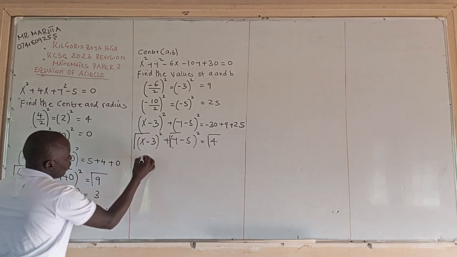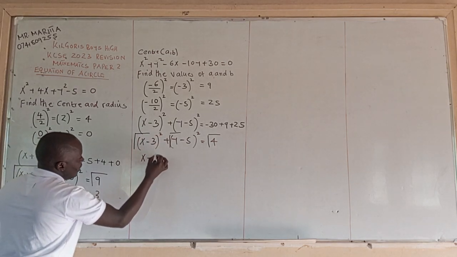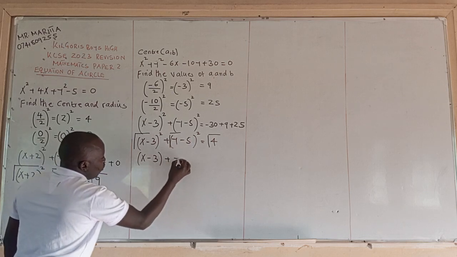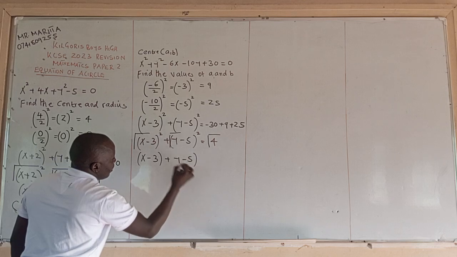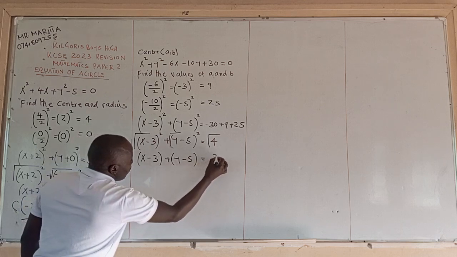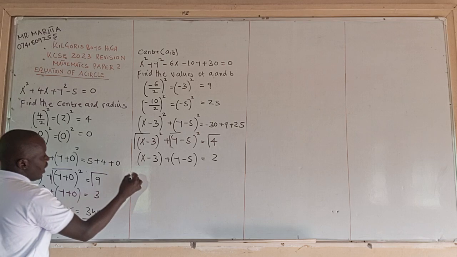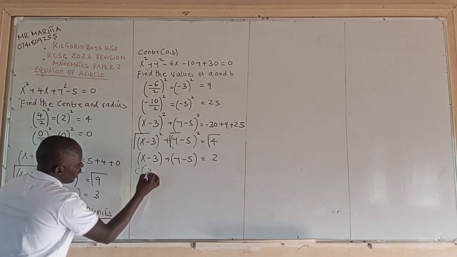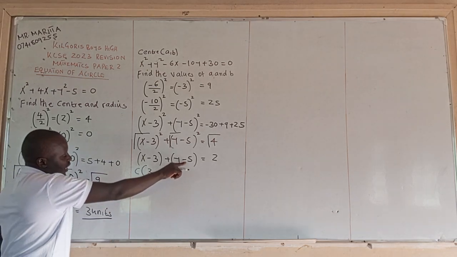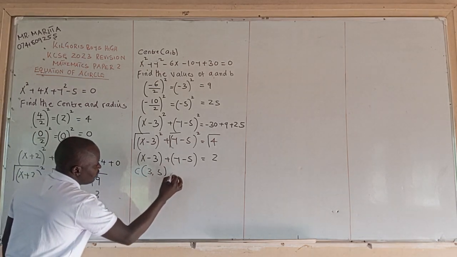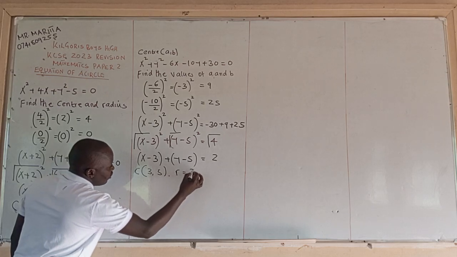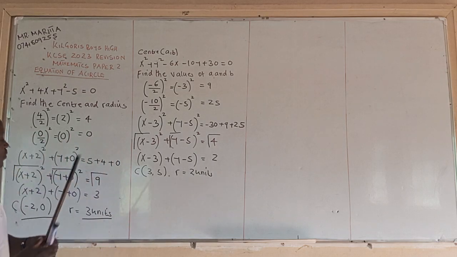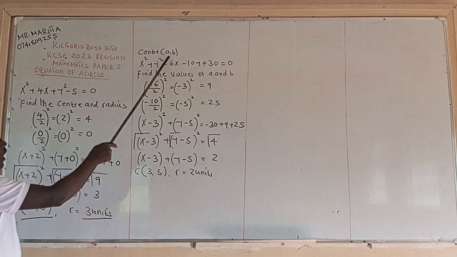The square root of x minus 3 squared is x minus 3. The square root of y minus 5 squared is y minus 5. And the square root of 4 is equivalent to 2. From here, our center is positive 3, comma negative 5, and our radius is 2 units. So our question was to find the values of A and P.